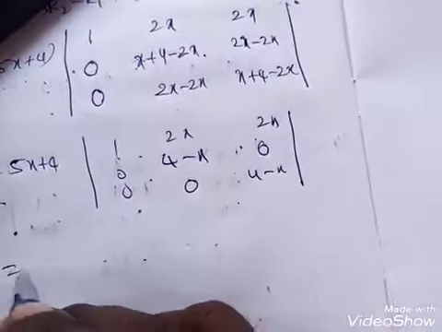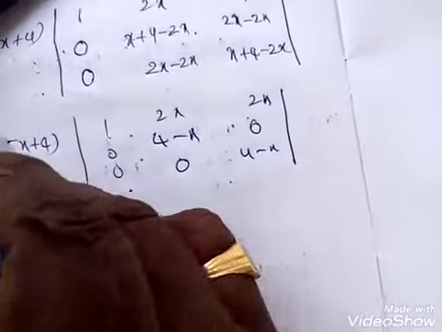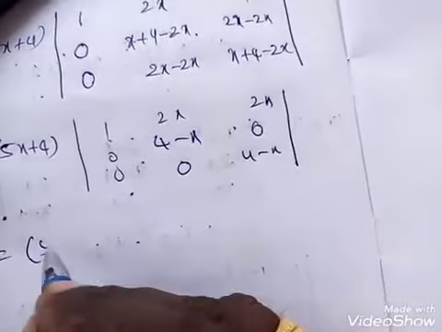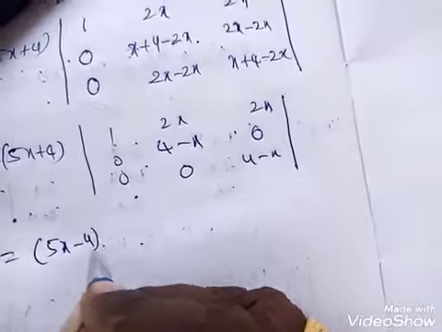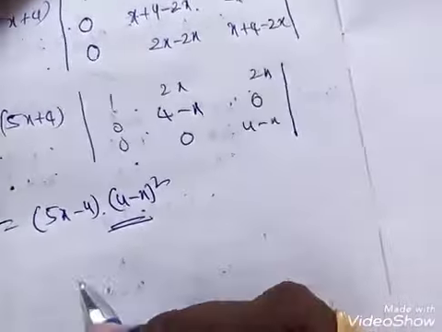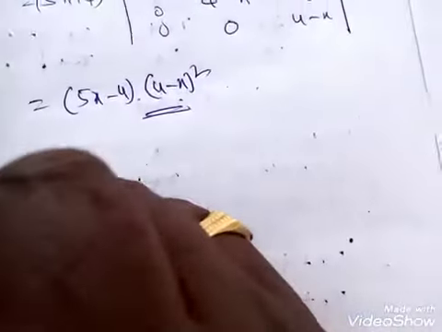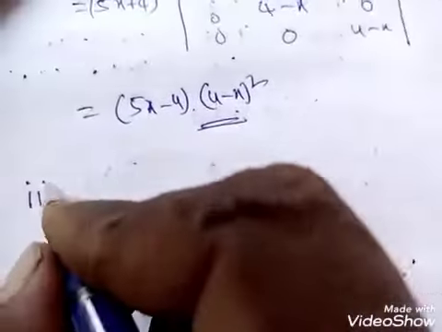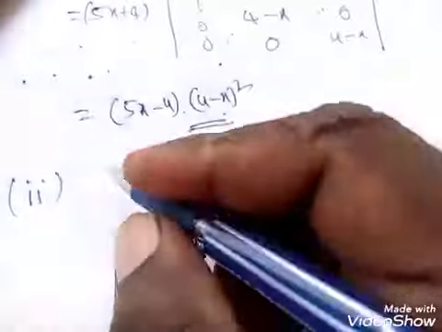Observe there. Now what is the product of the elements of the principal diagonal? 1 into 4 minus x into 4 minus x. Therefore 5x plus 4 into 4 minus x whole square is equal to RHS. Hence proved. In that one only, the second bit. What is the second bit? Observe there. What are they asked?